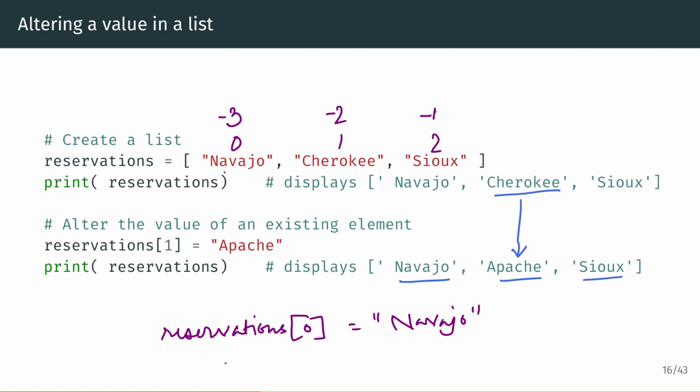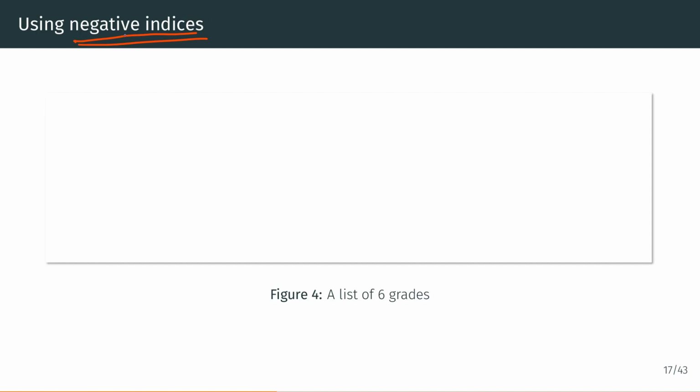But you can also access the same element using reservations -3. That would be the same thing. Okay, you'd be accessing the same element. So what Python does is it lets you use negative indices.